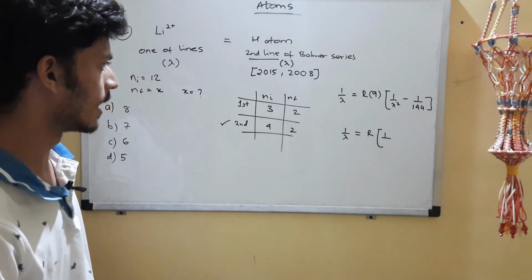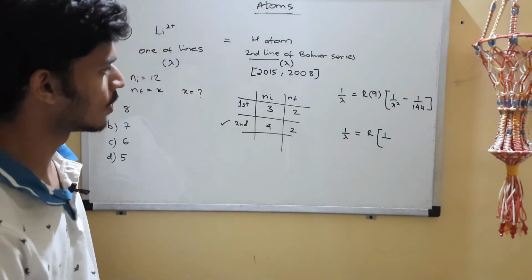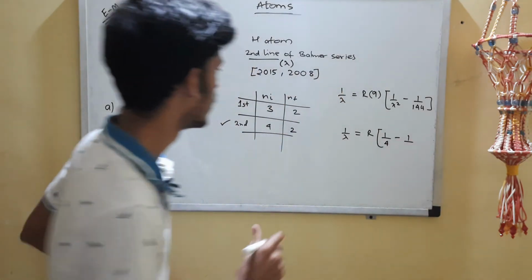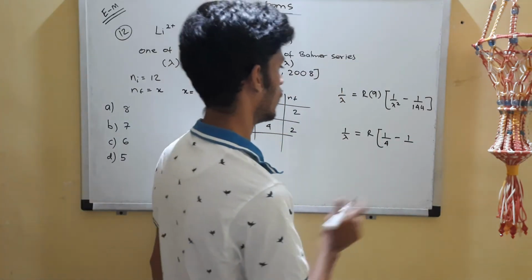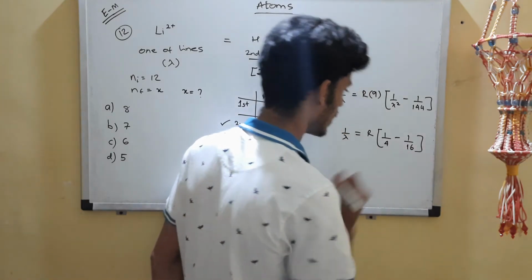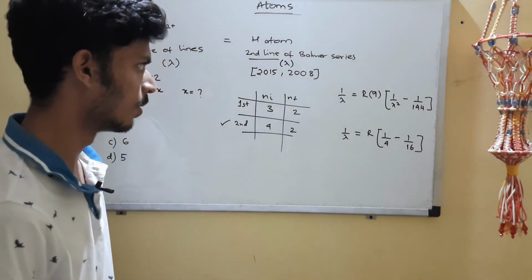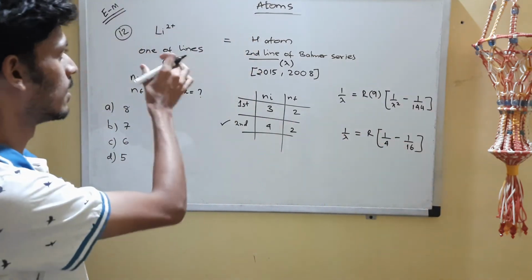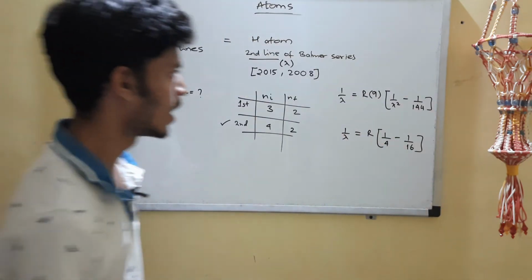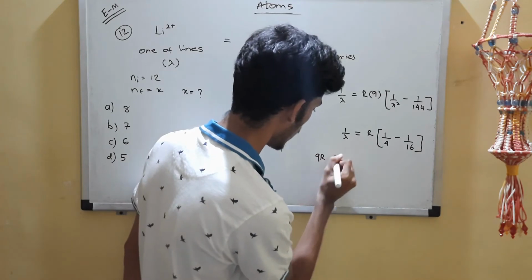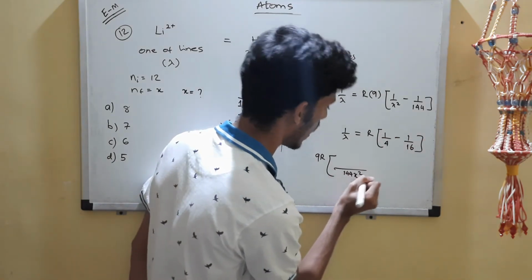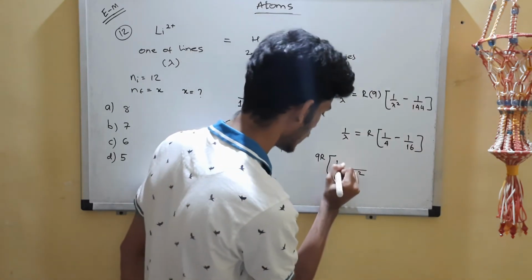So n final is 2, that will give us 2 square, 4, and n initial is 4, that will give us 4 square, 16, right? Now you just have to equate these two, because they have the same wavelength, it's given in the question. So 9R, and solve this. This is 144 x square, and here you'll have 144 minus x square.